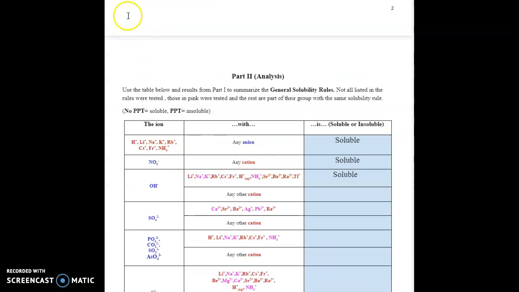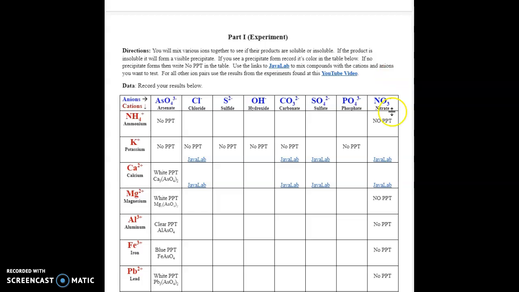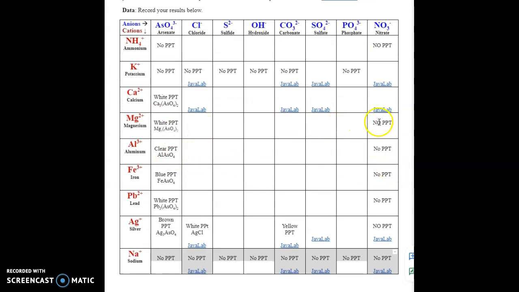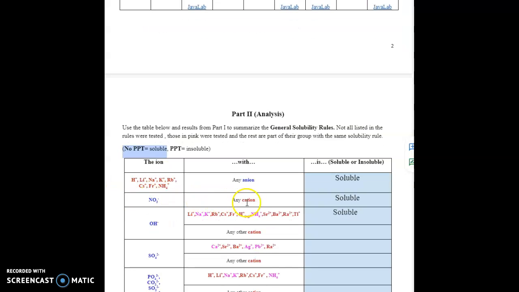There was no solid that formed. And you'll just continue that. As we continue, we looked at some nitrates. If we come up here, nitrate mixed with ammonium, no PPT. Potassium was no PPT, same as calcium. All of our cations for nitrate had no precipitate form. So what that means is no PPT means it's soluble. So nitrate with any cation is going to be soluble.